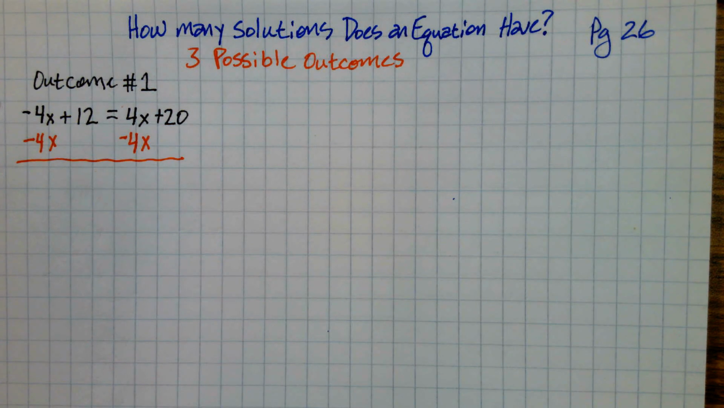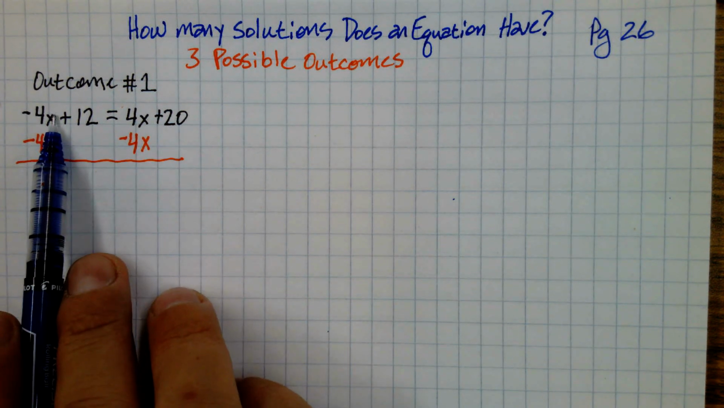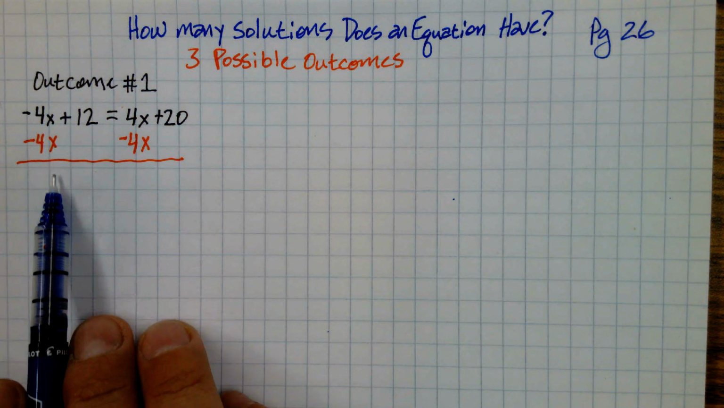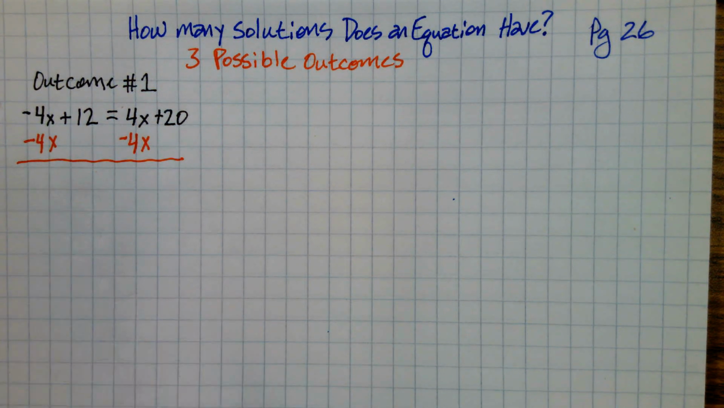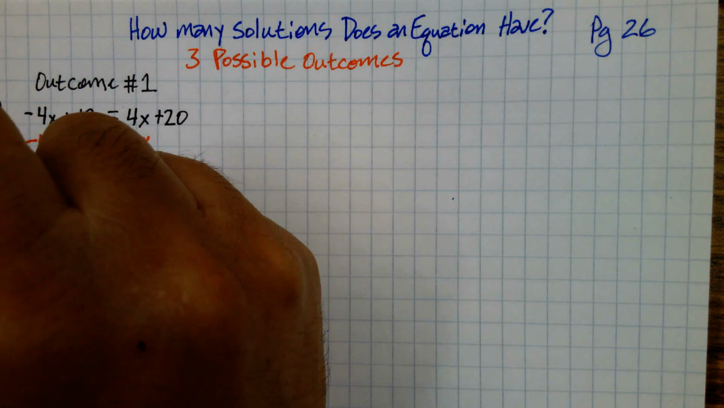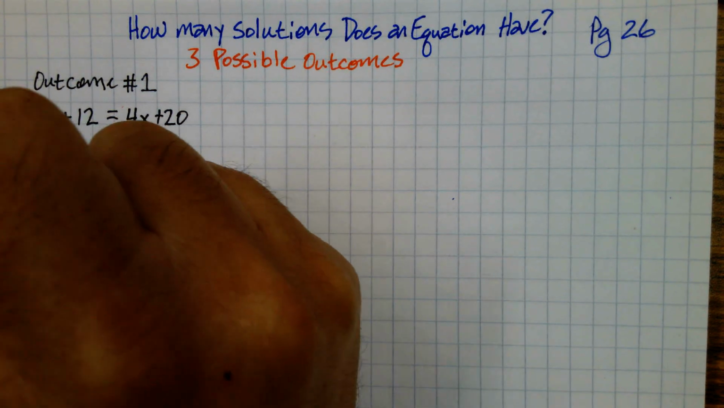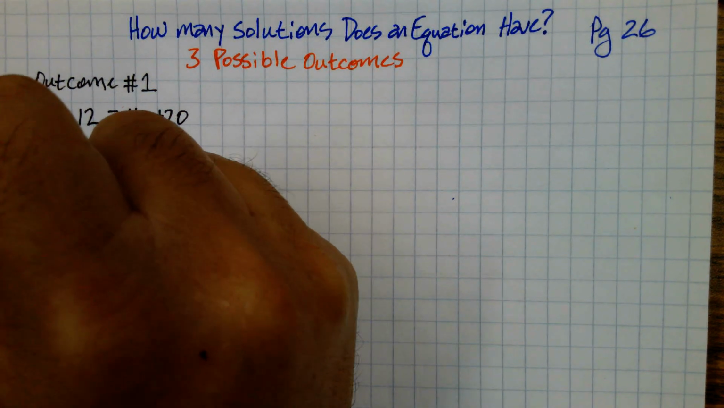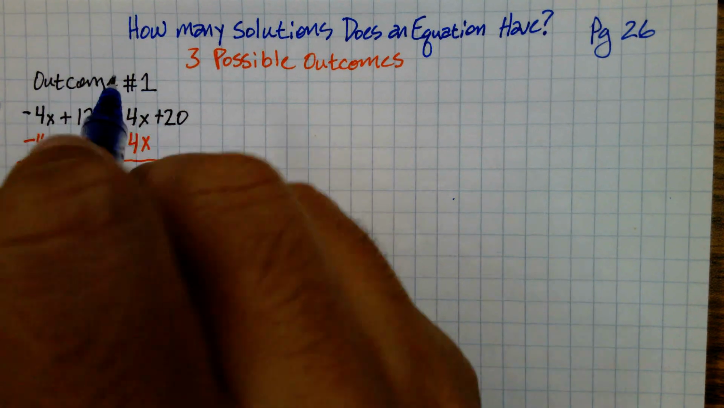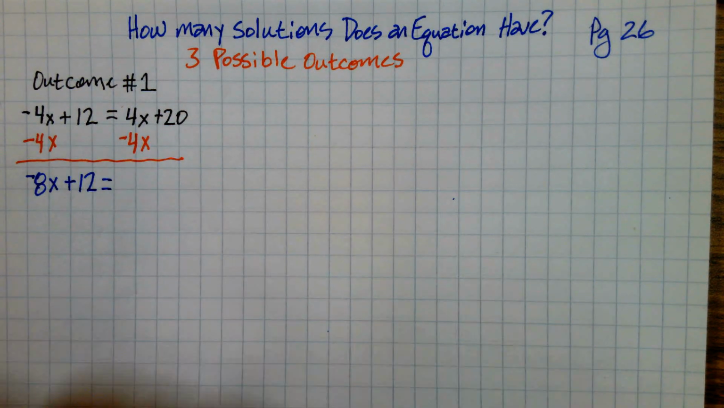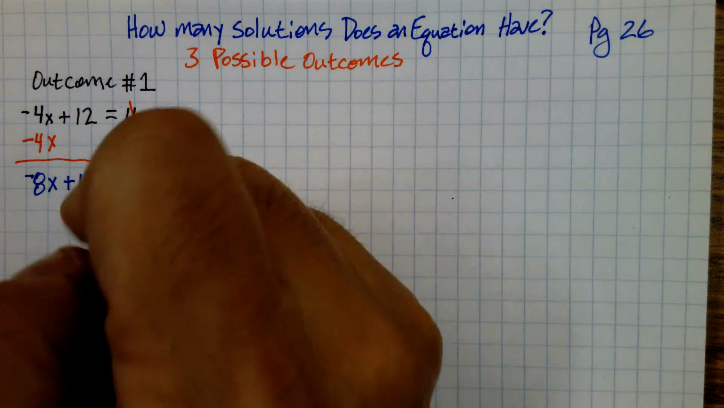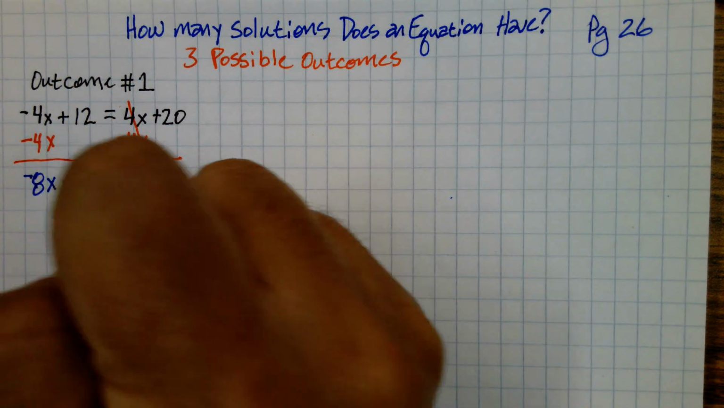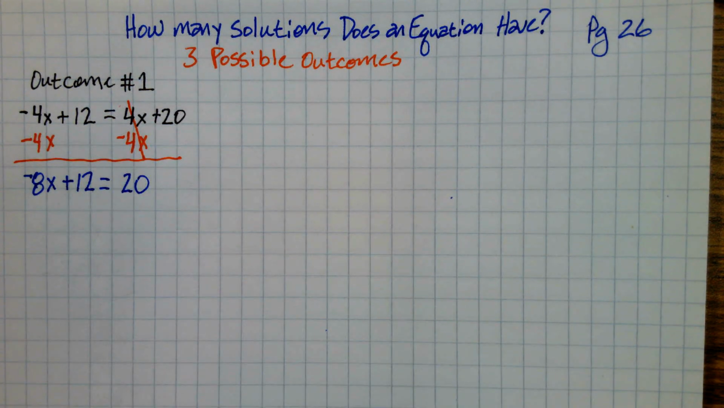Okay. And let's simplify. We're going to combine negative 4x and another negative 4x. Here they won't cancel though. They will make negative 8x if we add them up. Bring down the plus 12. On the other side, though, they will cancel, right? And that equals 20. So this is what we get.